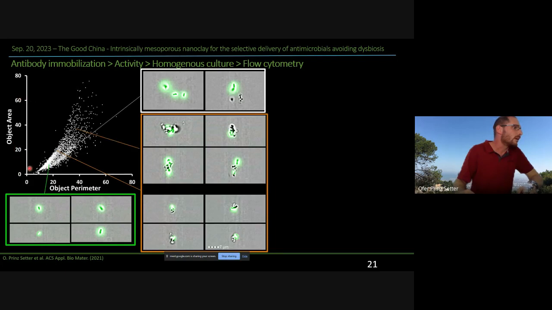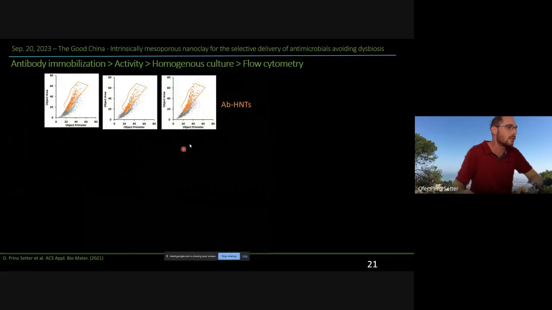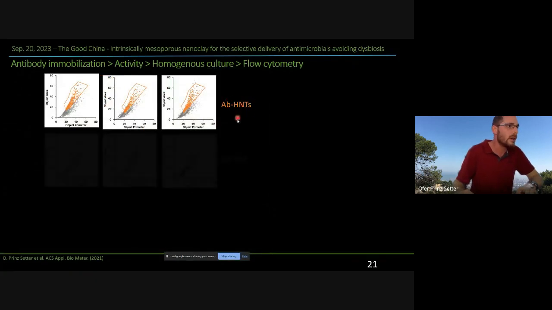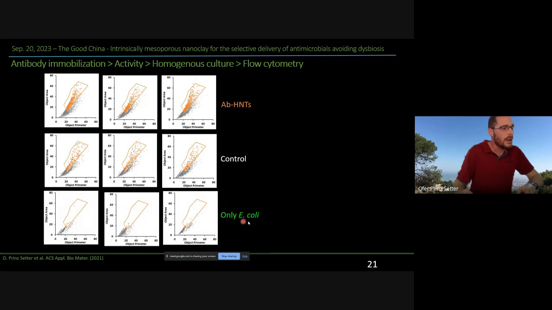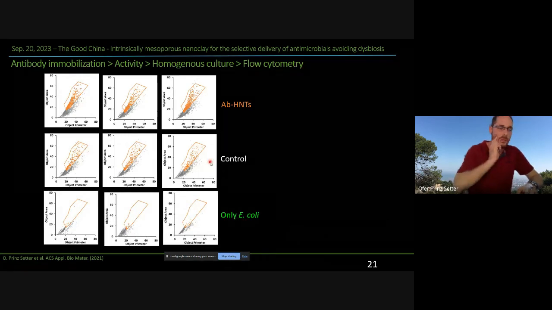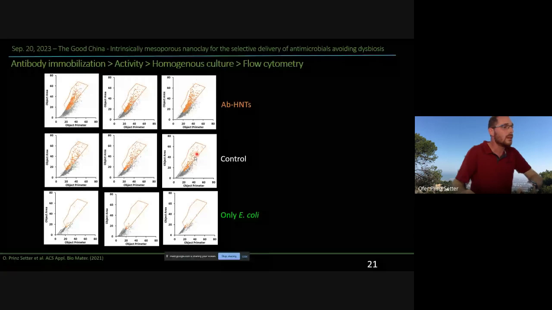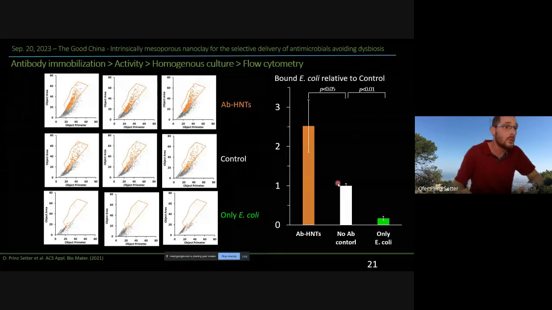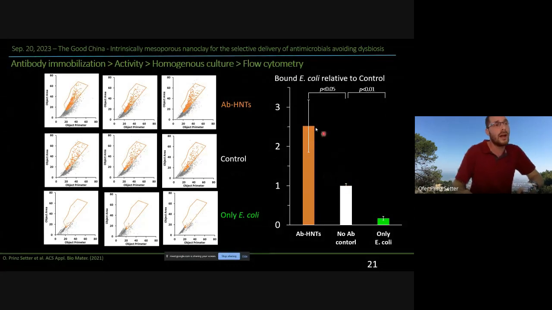So we have a plot of object area against object perimeter, and we found that the images depicting bound bacteria are found mostly in this region. So we use this region for all cytograms, for antibody-modified clay, non-modified clay, and bacteria. Of course, in all of these mixtures, we have bacteria, and we just counted the images that are in this region. The results are here normalized to the sample with non-modified clay, and we could see that a 2.5-fold higher affinity of the antibody-modified clay was observed against the target bacteria.